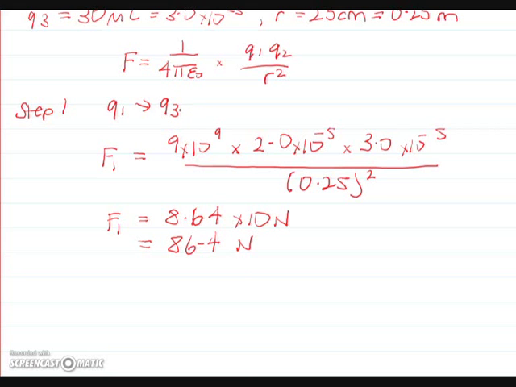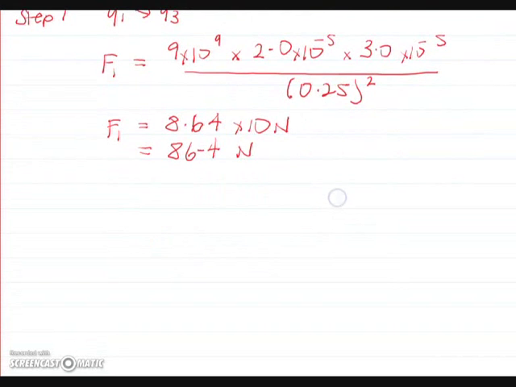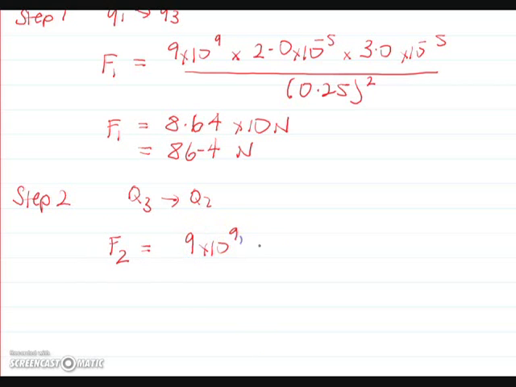But now we need to know what Q2 is exerting on Q3. So step 2 is Q2 on Q3. So we do the same thing again. We're looking for force number 2 now. So 9 times 10 to the 9 for 1 over 4 pi epsilon naught. And then our charges. Q2 is 1 times 10 to the neg 5 from our stuff up the top.